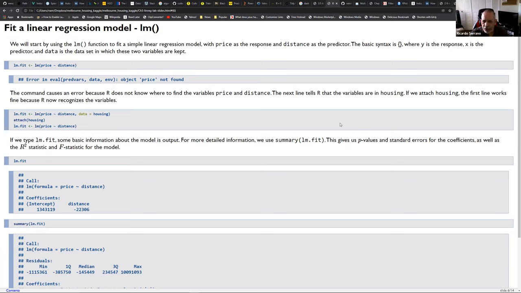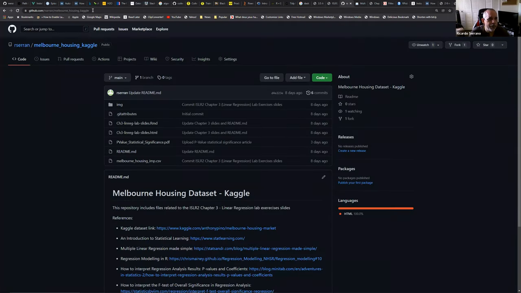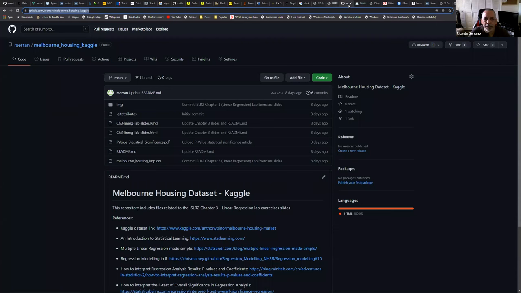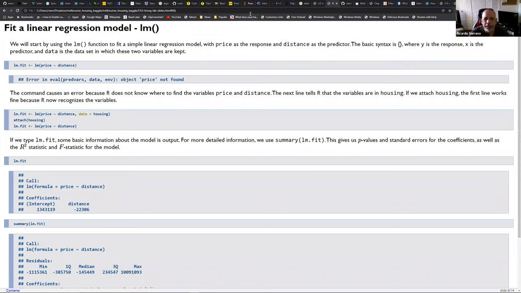I found this data set called the Melbourne Housing Market, and you can check it on Kaggle, okay? In fact, you can check it in my GitHub here, okay? I'm going to post it again in the chat. This is the address for the GitHub where the information is available. Let me check here. What is the chat again? Okay, here. It's always hiding, the chat. Okay, so that's the GitHub. So you can get the link for the data set, etc.